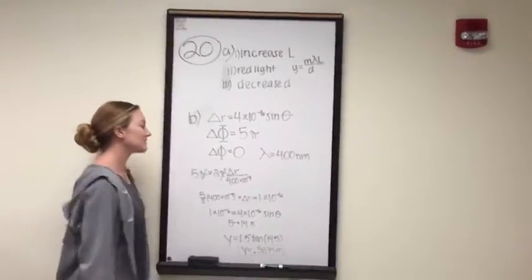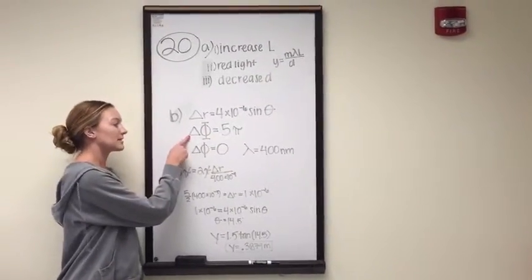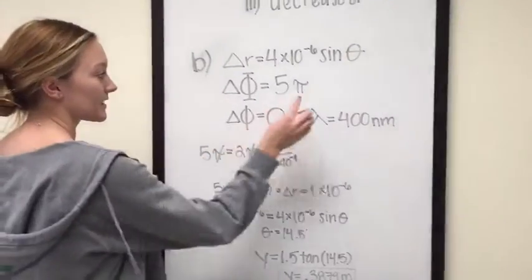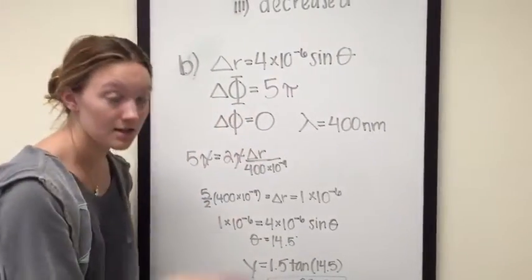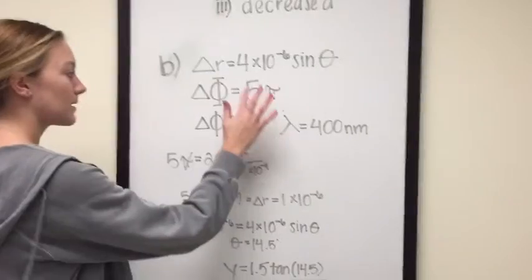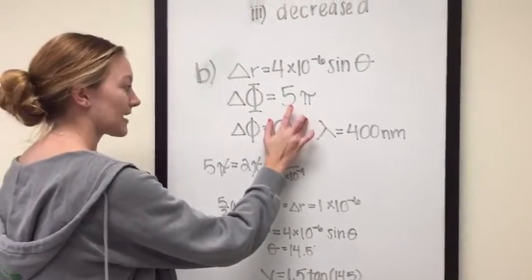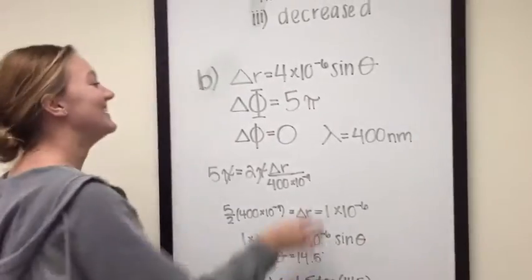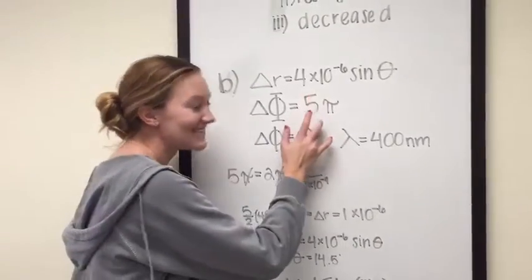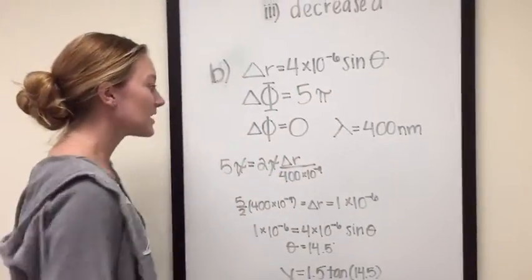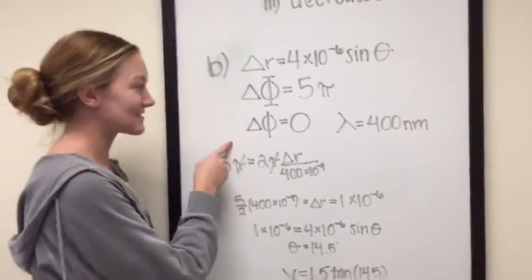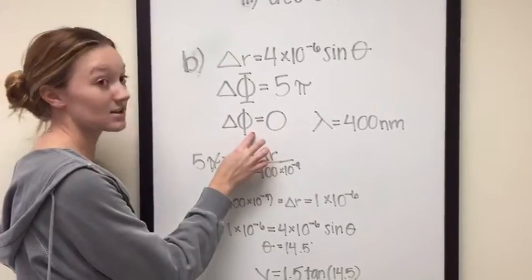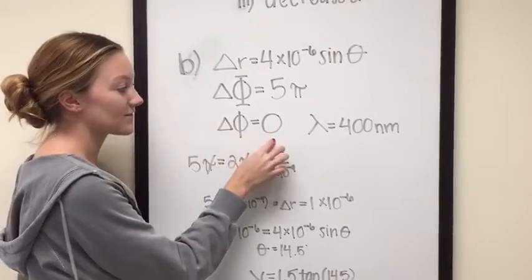So we know that we can find delta capital Phi because you're going from the central max to the third minimum. So you have 1 pi, 3 pi, 5 pi to get the third minimum. You know that they're in phase, so for delta little phi, you're going to have 0.